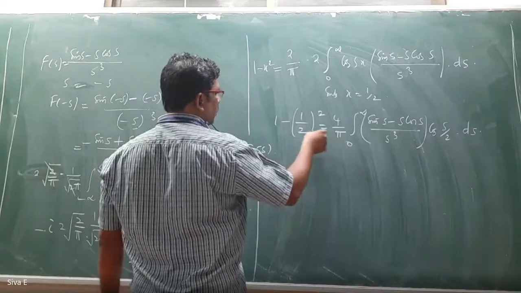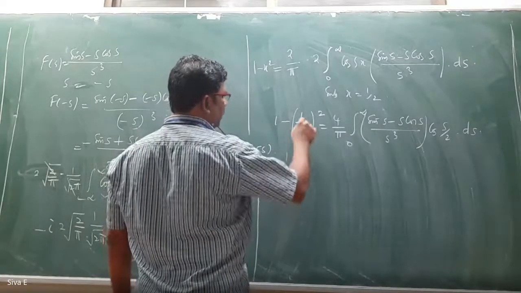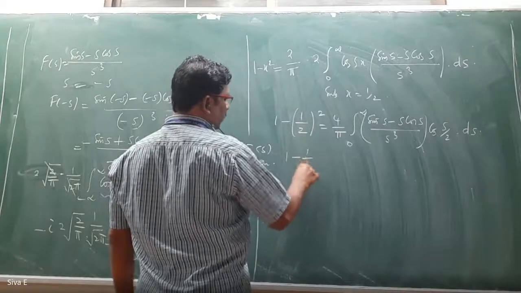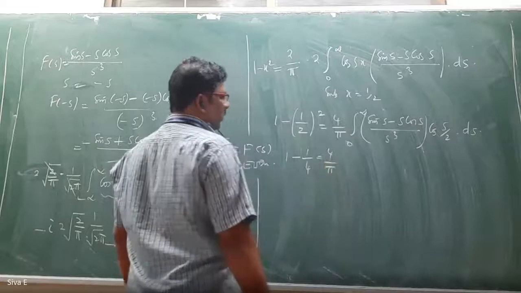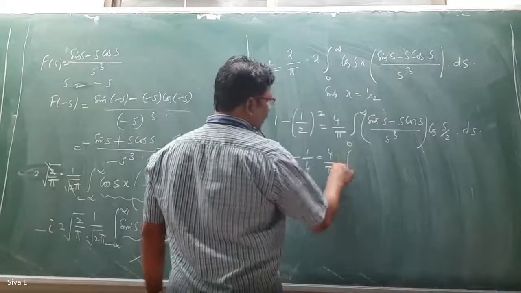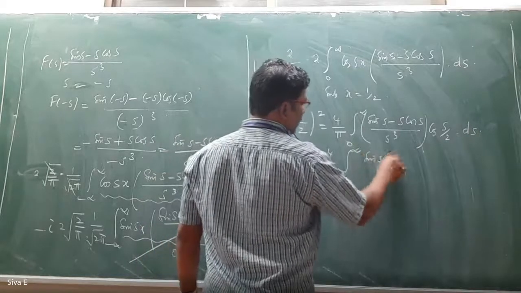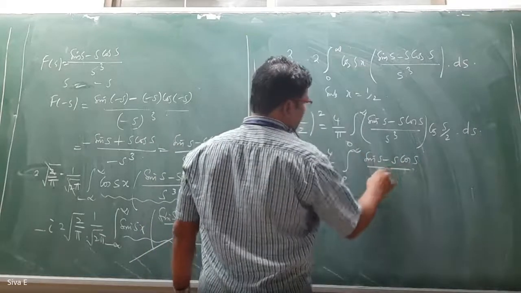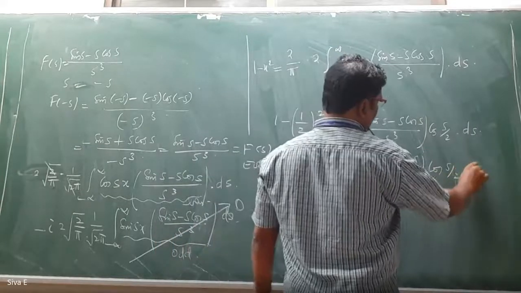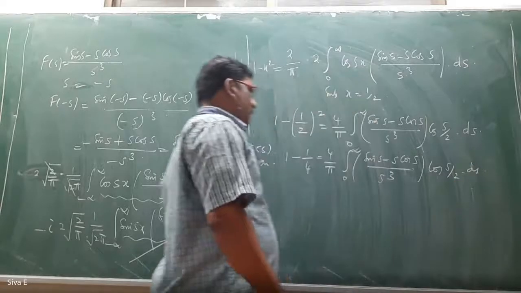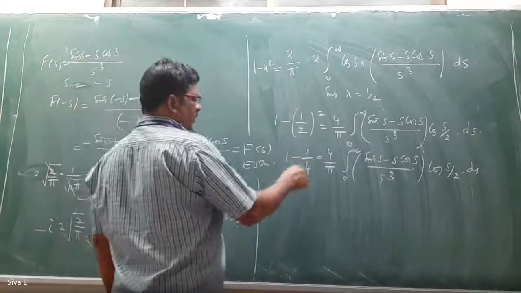Now, what is remaining here? 1 minus 1 by 4, that is equal to 4 by 5? Integral over 0 to infinity of (sin s minus s cos s) by s cube cos s by 2 ds. So 1 minus 1 by 4 is 3 by 4.